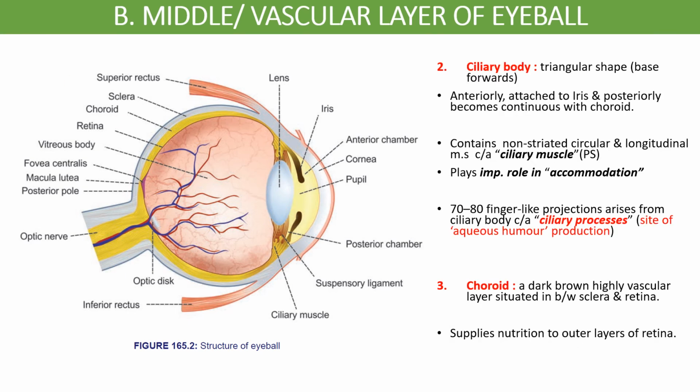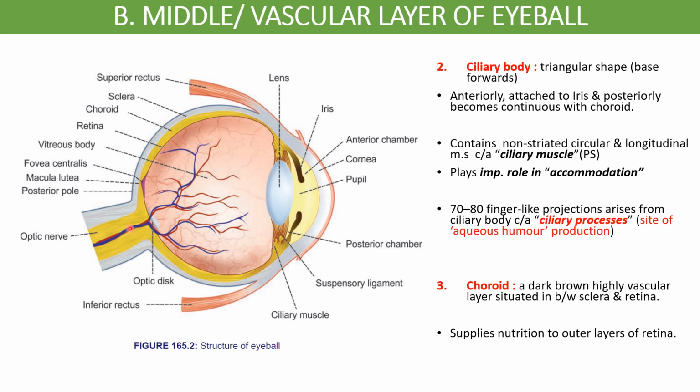Next is the ciliary body. The ciliary body is the middle part of the uveal tract. It is seen as a triangular shaped structure with the base forwards. See here, this is the ciliary body. You can see it is in the shape of a triangle with its base forwards. Anteriorly, the ciliary body is attached to the iris and posteriorly it becomes continuous with the choroid.